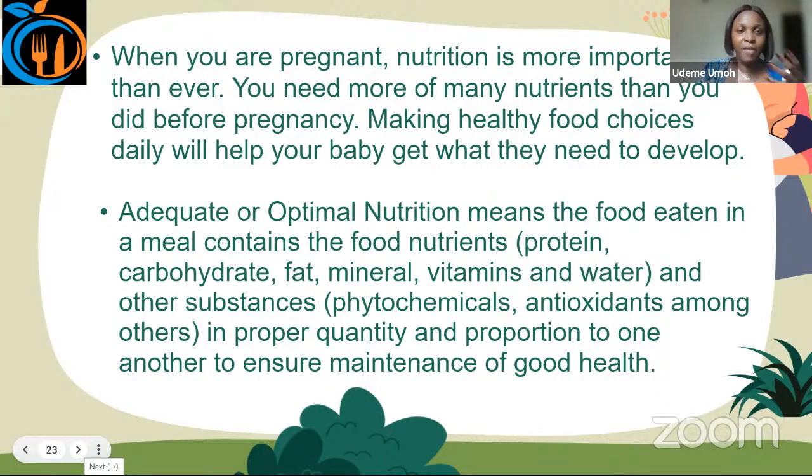If you've ever gone through school, even as basic as secondary school, you hear them say in biology that food contains five, six nutrients. They are carbohydrate, protein, fat and oil, minerals, vitamins, and water. Now, beyond all of that, there are other things that make your meal adequate. It's what they call phytochemicals and antioxidants. Let me just explain them in simple terms.